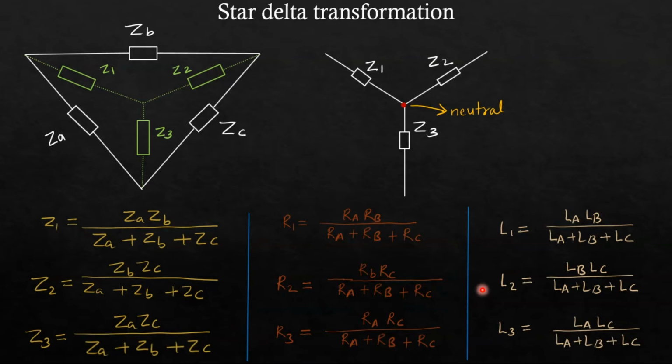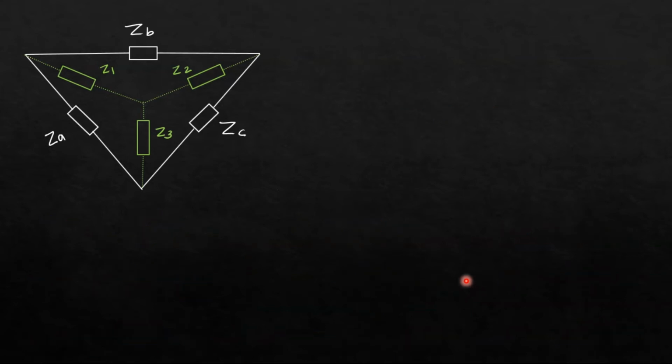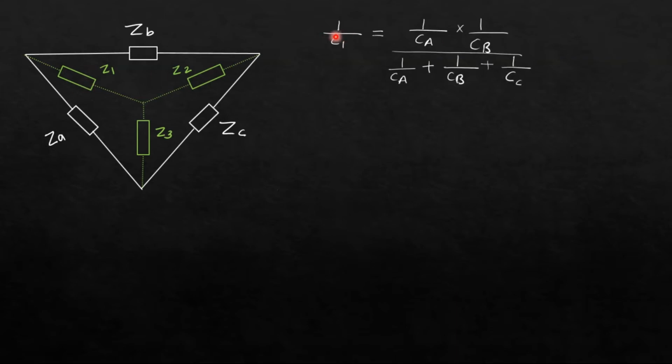Now in case of capacitor, this rule will get reciprocal because impedance is proportional to 1 by capacitance. So in case of capacitance, 1 by C1 will be 1 by CA into 1 by CB upon 1 by CA plus 1 by CB plus 1 by CC. Because C1 is connected between ZA and ZB, therefore 1 by CA into 1 by CB. Trick is the same, but you need to remember that in case of capacitor, impedance is proportional to 1 by capacitance.